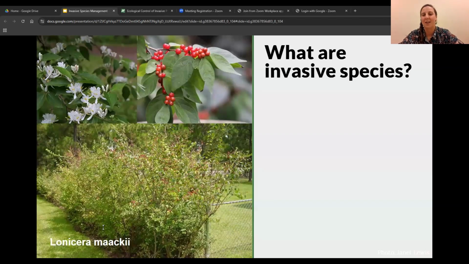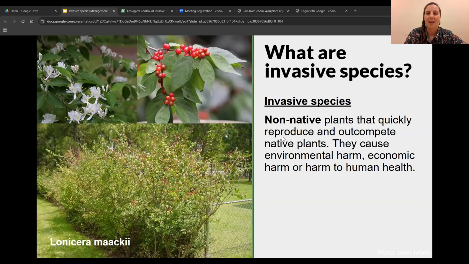All right. So today we're talking about invasive species. So let's just make sure we're talking about the same thing here. What are invasive species? They are non-native plants that quickly reproduce and outcompete the native plants. They can cause environmental harm, economic harm, or harm to human health. That's kind of our definition we're going with. And kind of to show an example of what this is like, here's the species that we are talking about.